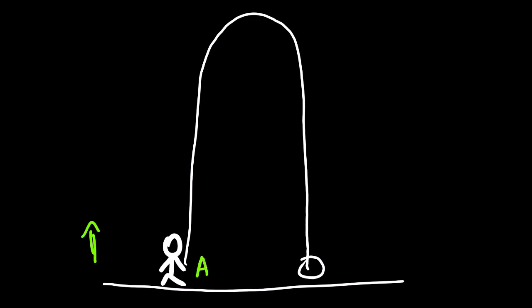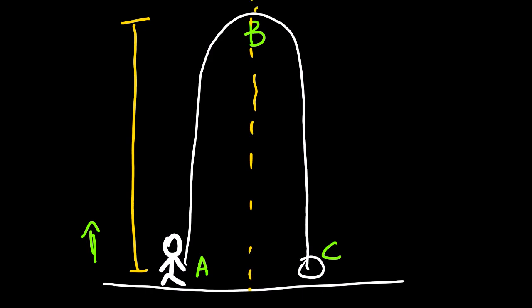Suppose this is point A, B, and then we have C. Now when I say we focus only when the object is going up, it means you are only focusing on this section, only this part of the motion. And then normally we consider up as positive, down as negative. It is important for you to consider the direction because you are dealing with vectors here.